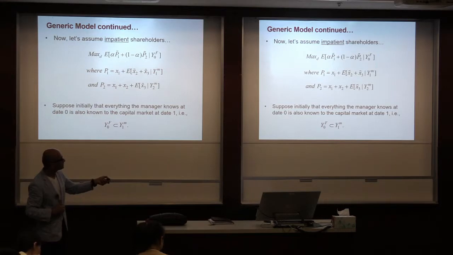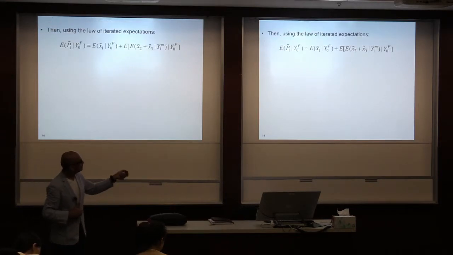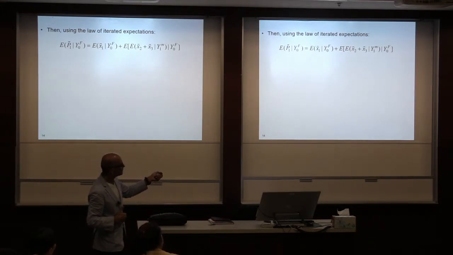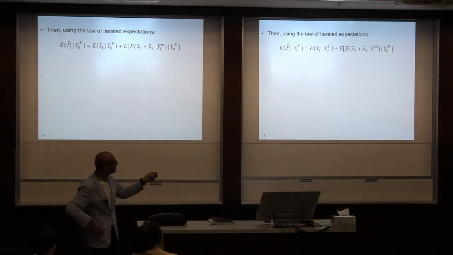Now, given this assumption, what I'm going to do is substitute for P1 in the objective function of the manager and calculate E of P1 given the manager's information set. So it's E of P1 given Y0F. It's E of X1 given Y0F. Then the first expectation here, the outer expectation, is that of the manager.